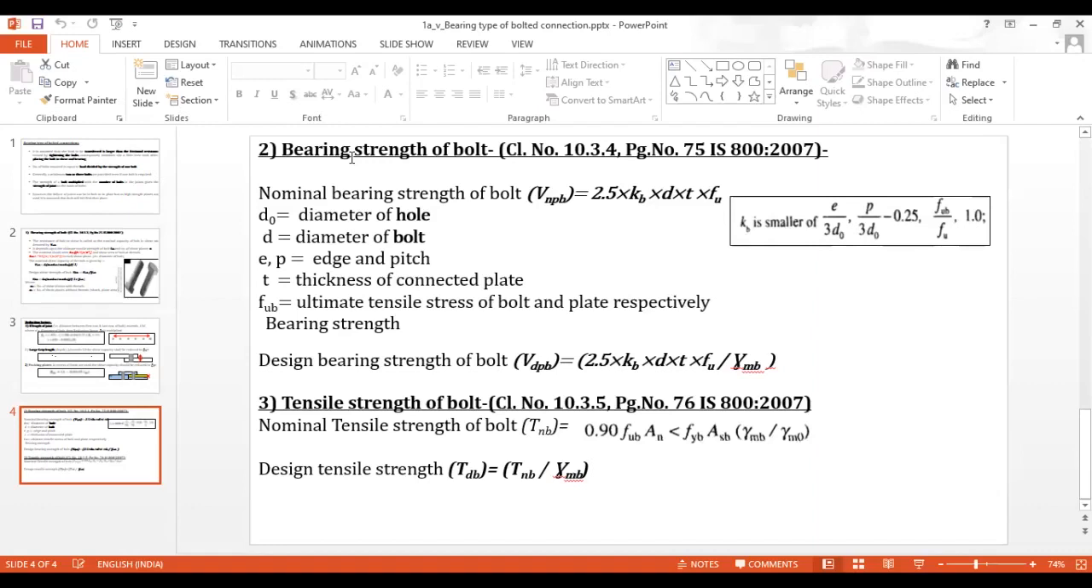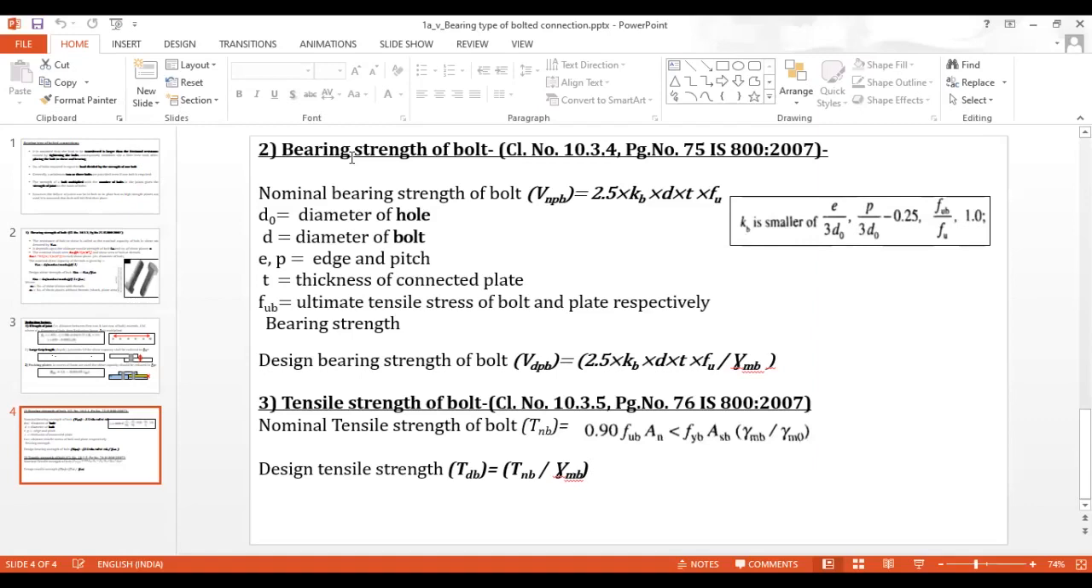The design bearing strength of a bolt VDPB is equal to 2.5 kb into d into t into fu divided by gamma mb. Now here one thing one must keep in mind, that kb is the minimum of all the 4 terms, or it is assumed as 1. Hence I can also state that the value of kb cannot exceed 1.